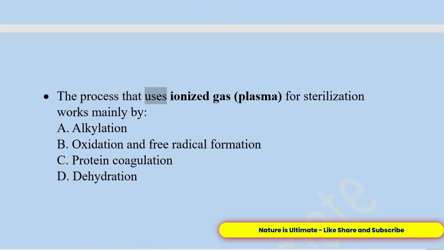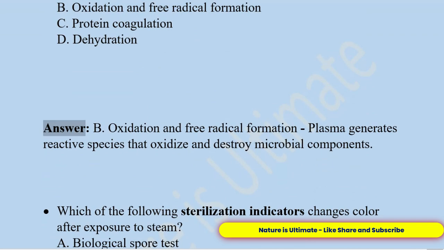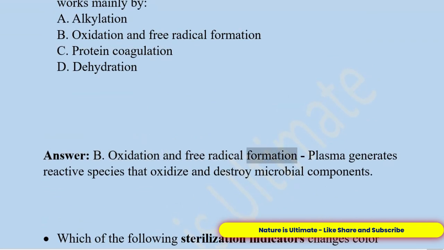The process that uses ionized gas, plasma, for sterilization works mainly by: A. Alkylation. B. Oxidation and free radical formation. C. Protein coagulation. D. Dehydration. Answer: B. Oxidation and free radical formation. Plasma generates reactive species that oxidize and destroy microbial components.